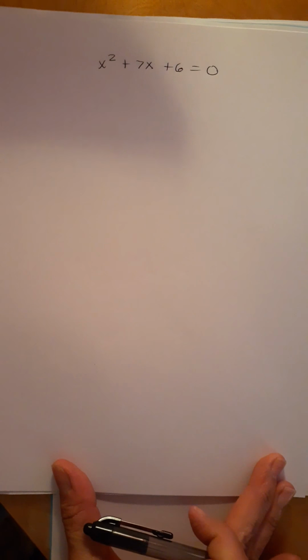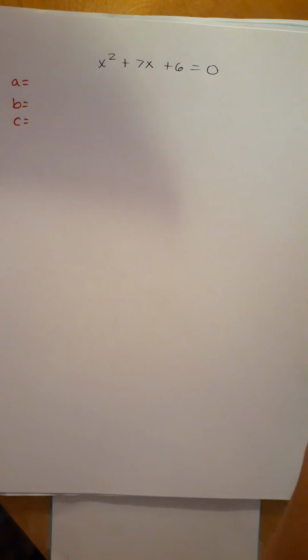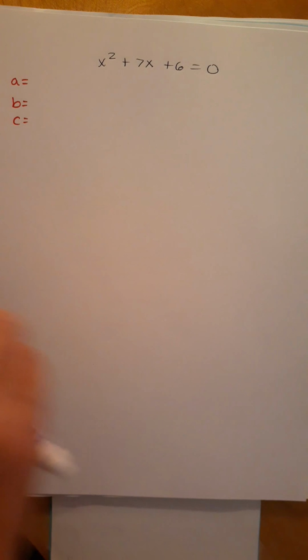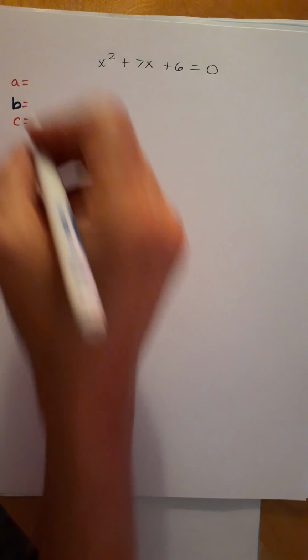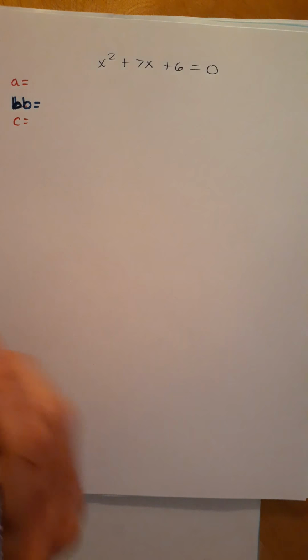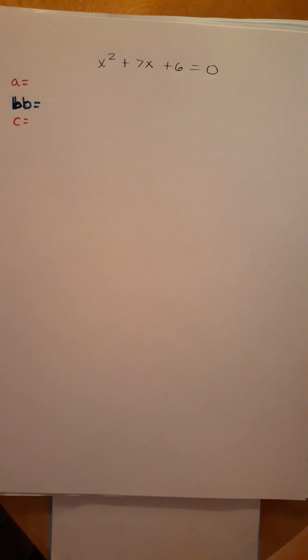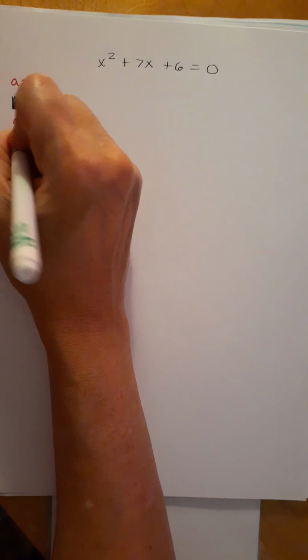Okay, for the quadratic equation, you need to first identify your A, your B, your C. And let me use different colors for that. So my A will be red, my B equals blue, and my C, I'm going to make it green. Okay, green. So C is green.